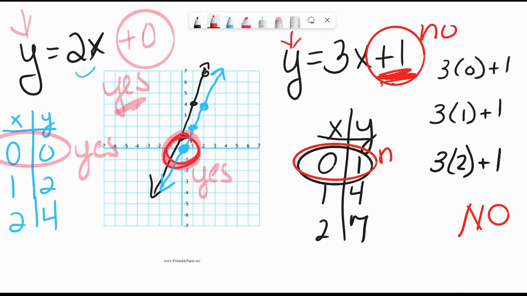Okay, so on this side, this is a no. We're adding a number other than 0. Over here, it's a no because the number across from 0 is not 0. And on the graph, it does not cross the point of origin. And that's how we would find out whether or not it's a proportional linear relationship.